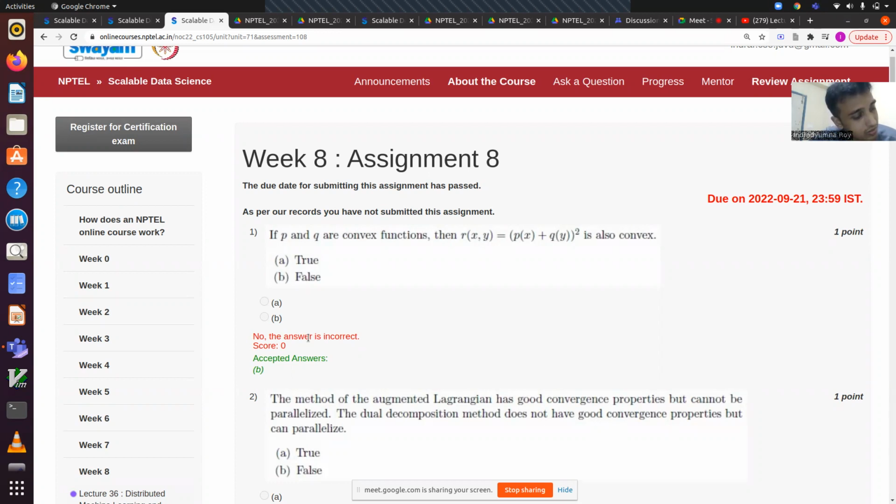Are you sure, sir? Yeah, I think you can search online also. There's a proof that the square of a convex non-negative function is convex, but not if it is negative. But sir, even if it is negative, (kx plus q) whole square will be positive, right? No, it will become positive, but convexity will not be maintained.